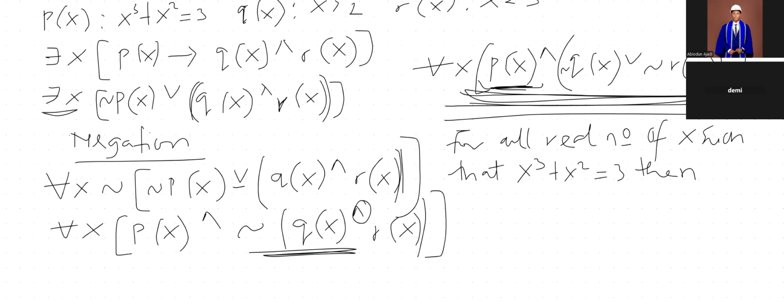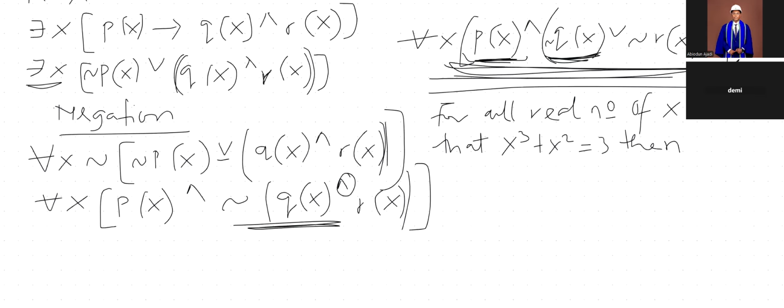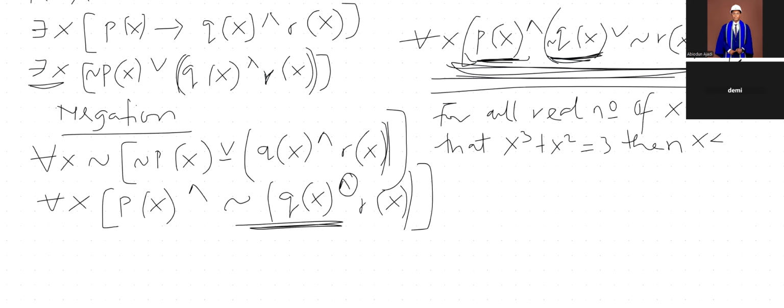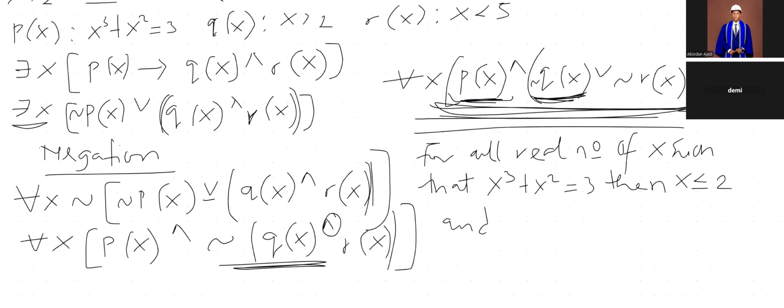So what does it mean? From the question, what do we have for our q of x? x is greater than 2. So now that it is the negation, it means x is less than or equal to 2. And for our r of x, we have x is less than 5. In that case, we are going to have x is greater than or equal to 5.